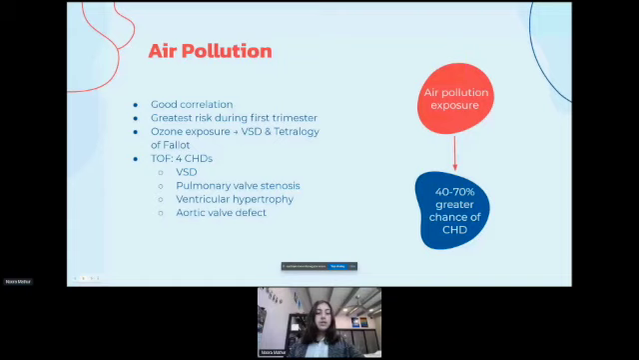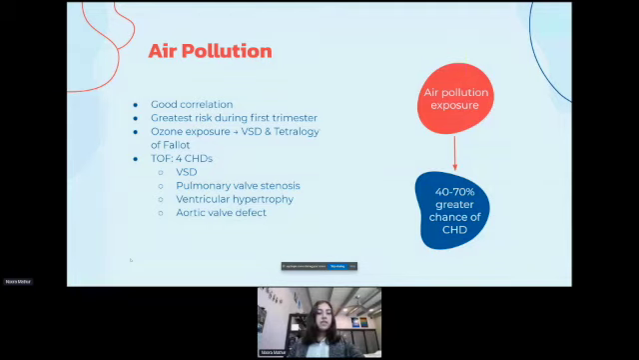Air pollution also has a correlation to the development of heart defects. Maternal exposure to air pollution in the first trimester posed the greatest risk and increased the risk of developing congenital heart defects by 40 to 70%. It has also been determined that exposure to ozone in particular increases the chance of developing VSD and tetralogy of Fallot, or TOF. Tetralogy of Fallot is a more serious defect which involves 4 congenital heart defects working in tandem.